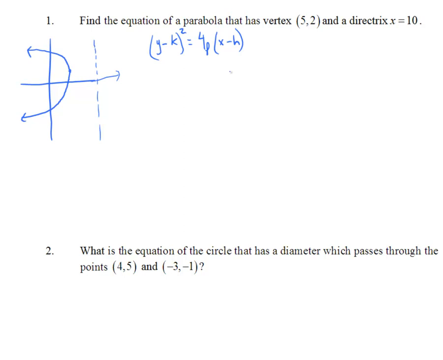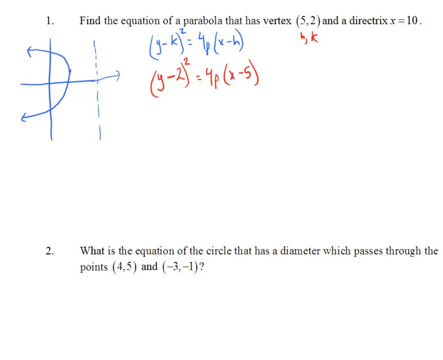We know already that h and k come from the vertex, so that's 5 and 2. So I'm going to write it again and fill those two in. So this is y minus 2, that's our k value, our vertex, equals 4p times x minus 5. So that comes from the vertex, h comma k.